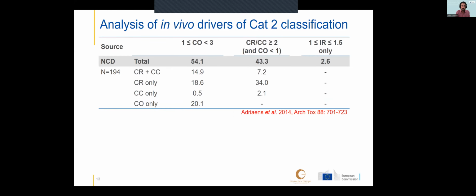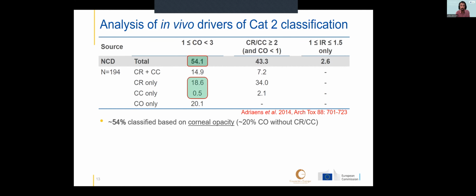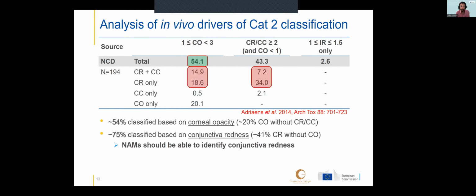So an analysis of the in vivo drivers for category 2 classification in the new chemicals database shows that about 54% of the category 2 chemicals are classified based on corneal opacity, but only 20% do not show classifiable conjunctival effects. A much larger proportion of the category 2 chemicals, about 75%, is classified based on conjunctival redness, and about 40% do not have enough corneal opacity involvement. So this means that NAMs should be able to identify at least conjunctival redness.